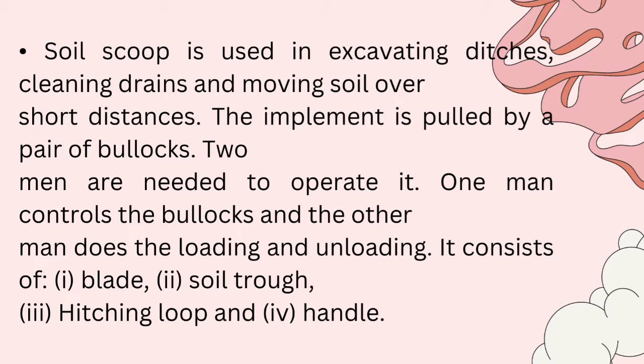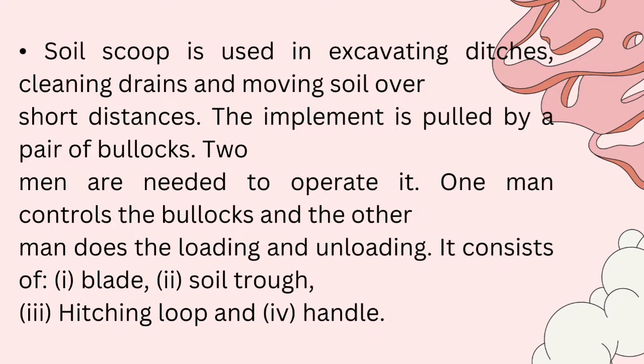Blade. It is made of carbon steel with carbon content varying from 0.5 to 0.6%. The angle of the cutting blade varies from 12 to 15 degrees only. The blade is riveted or bolted to the soil trough. The soil trough is made of mild steel sheet. It has 2 handles at the sides of the rear end.